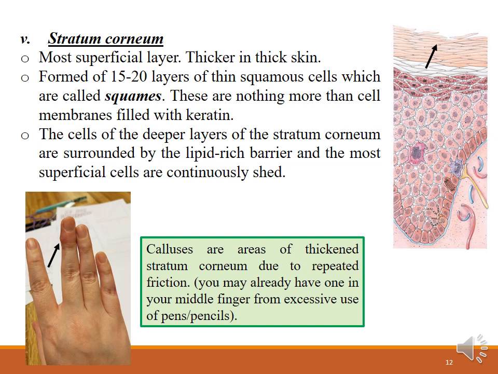The last layer is the stratum corneum. This is the most superficial layer. It is a thick layer and is thickest in thick skin. It is usually formed of about 15 to 20 layers of thin squamous cells, which are given a special name, squames. The cells in the stratum corneum are called squames.